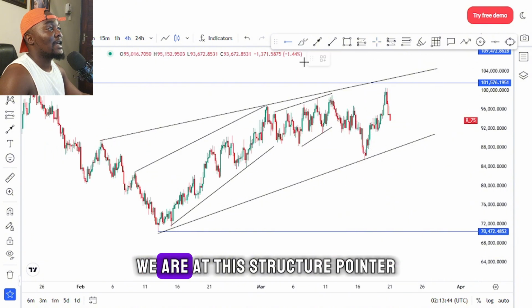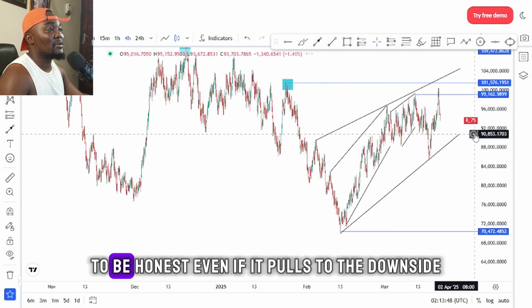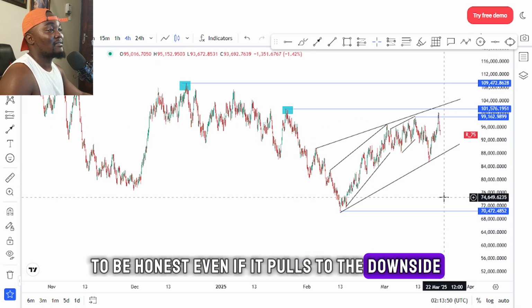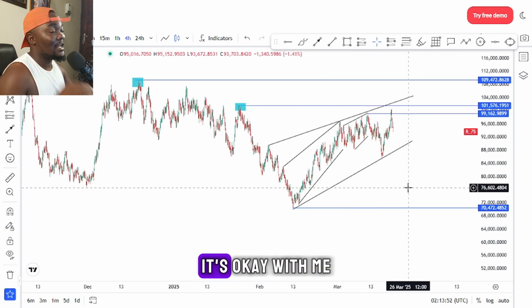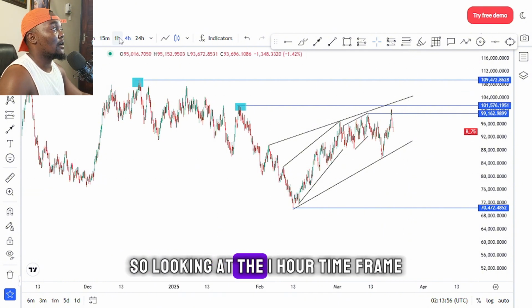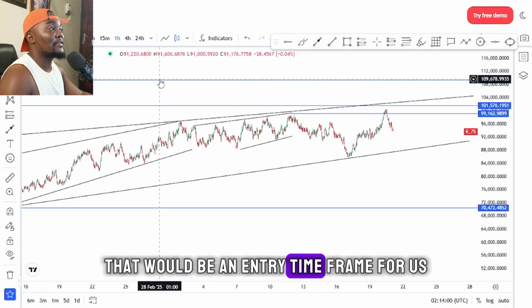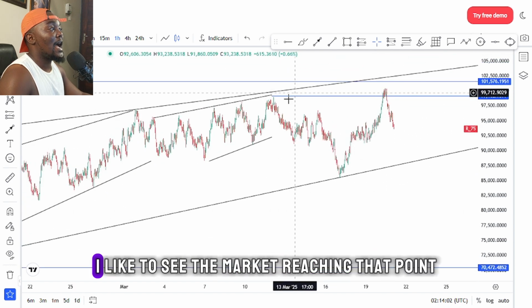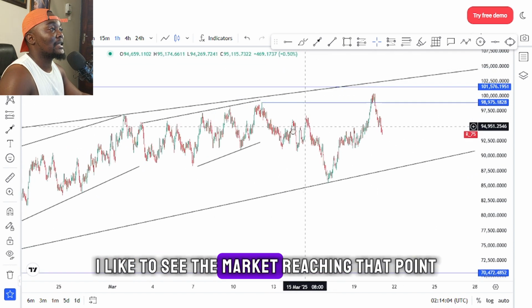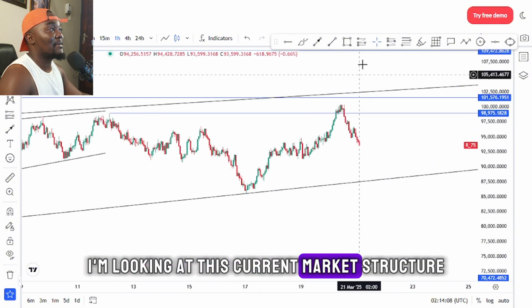So currently we are at this structure point here, of which this is not a high probability setup, to be honest. Even if it pulls to the downside, reaches the overall target, it's okay with me, just because I'm looking for A plus setups. So looking at the 1 hour time frame, that would be an entry time frame for us. And then also I like to see the market reaching that point, and then for that to happen, I'm looking at this current market structure.